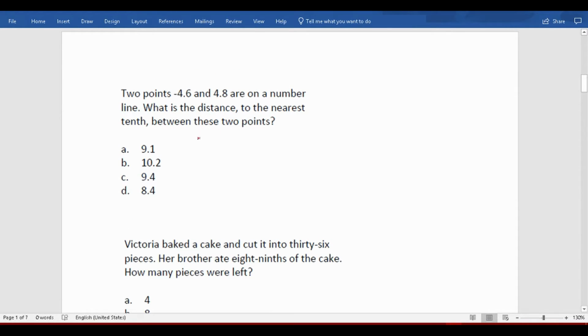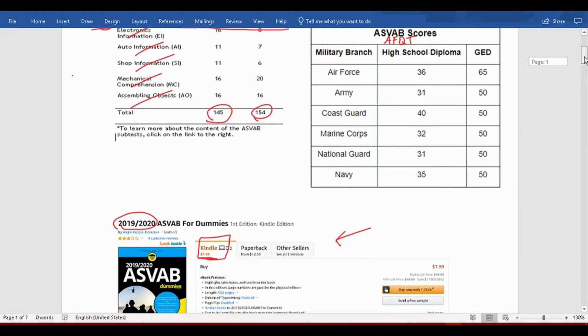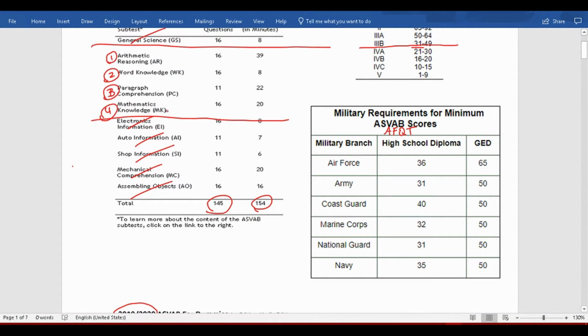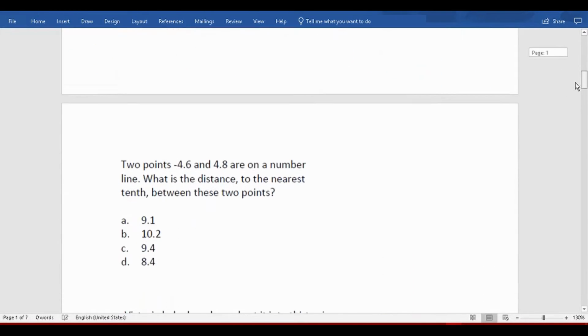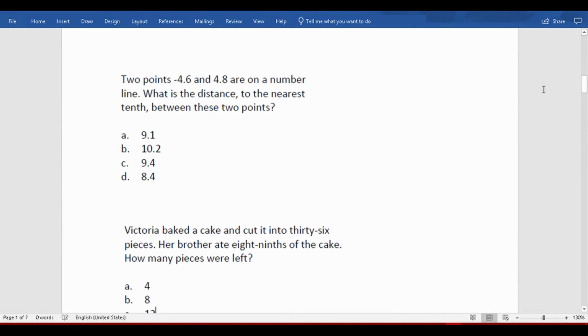Alright, so let's go ahead and work out these 16 questions. Again, I'm basically working out a full-length practice test for the mathematics knowledge subtest of the ASVAB. One thing I want to stress is for the ASVAB, you're not allowed to use a reference sheet or a calculator. So in other words, you have to know all the formulas I mentioned in this video, and in addition, you also have to be able to work out all these problems by hand.